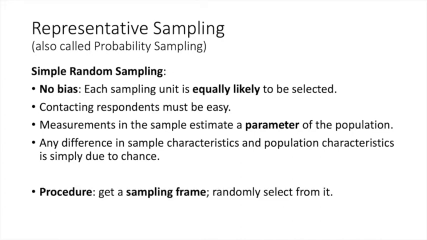The procedure to create a random sample involves getting a sampling frame and then randomly selecting from it. For example, if we want to survey our university students, then the sampling frame is the list of contacts of all the enrolled students. Therefore, we use software such as R to randomly select students from this list.